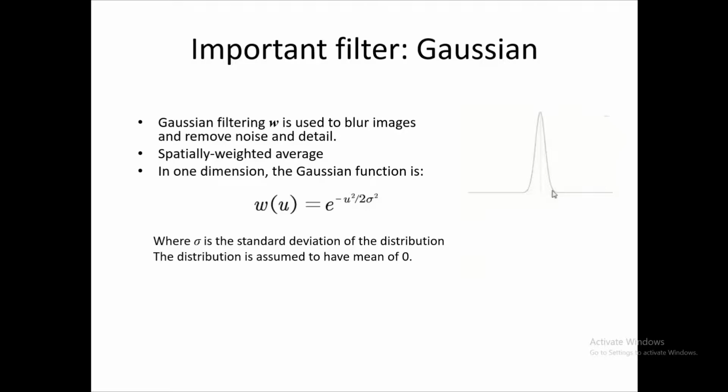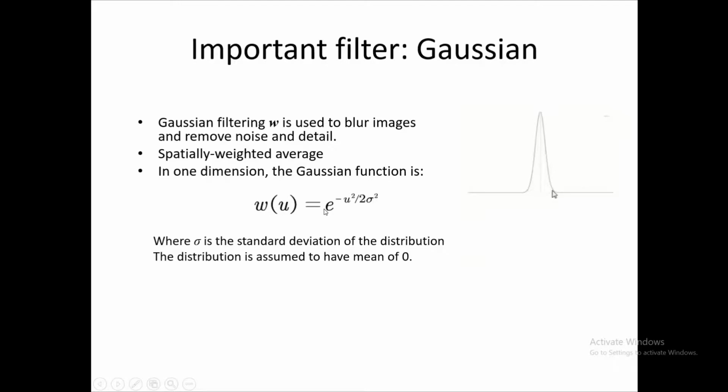And we can see here it's also a spatially weighted average, and in one dimension the Gaussian function is written in terms of u square. Here u gives the pixel distance, and another important term here is sigma, where sigma is the standard deviation of the distribution. And here we assume the distribution has a mean of 0.